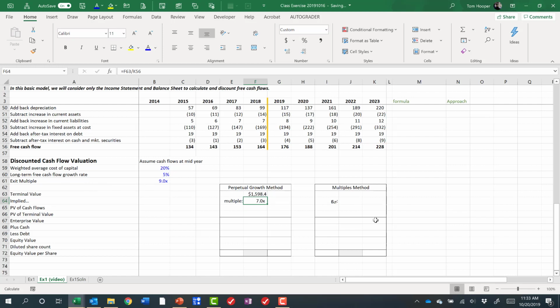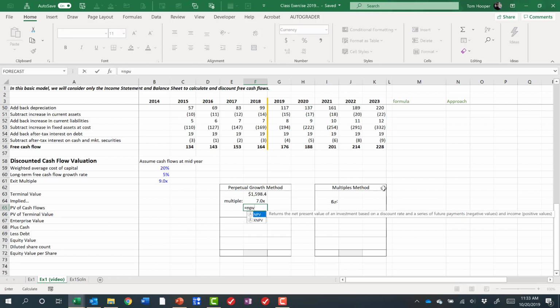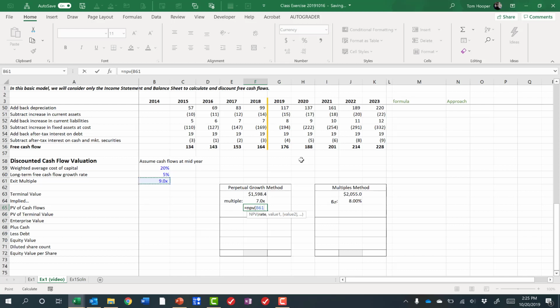And then the present value of the cash flows themselves, we can use NPV discounted at the WACC of the future cash flows, and we can put all these future cash flows in the NPV. We don't have any time zero cash flow. That 164 is history. And then we need to bump that up to mid-year discounting, like so.